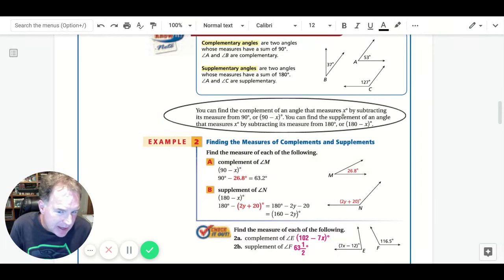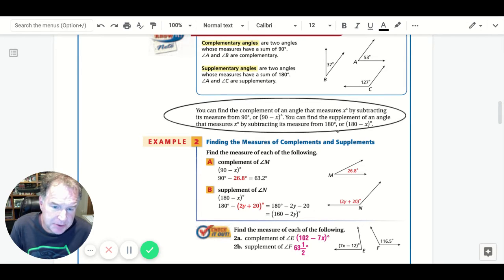So if the angle's x, the other angle is going to be 90 minus x. Think about it. Put a number in. If the angle's 10 degrees, 90 minus 10, or 80, would be the other angle. So if the angle's x, 90 minus x is what the other angle is.